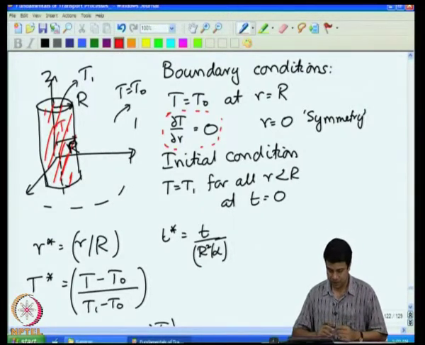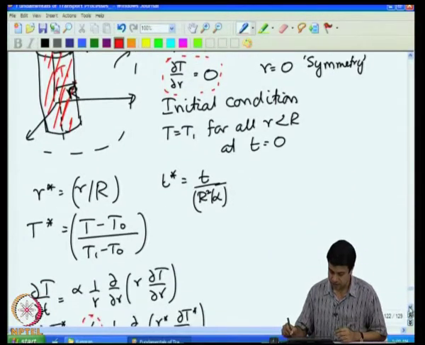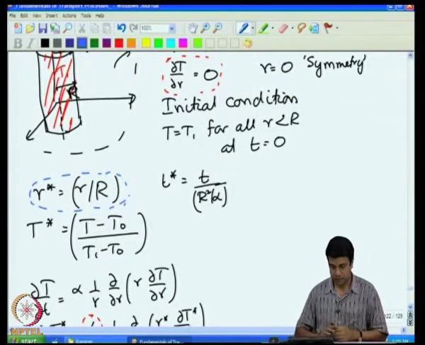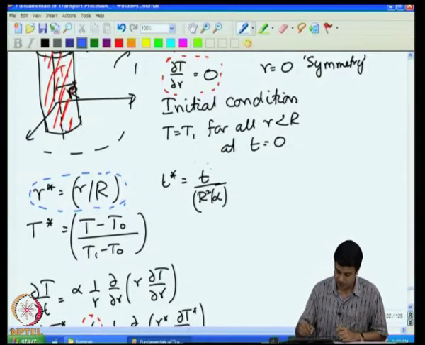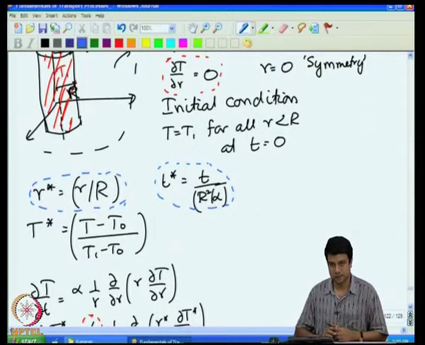So, in this case, since we have a cylinder of finite radius, one can scale the radius r by the radius of the cylinder itself. And if you scale the radius r by the radius of the cylinder itself, the scaling for the temperature is what we had got previously. The scaling for time is what we had got previously. The scaling for time is basically the time it takes for diffusion to take place over a distance of r, where alpha is the thermal diffusivity.